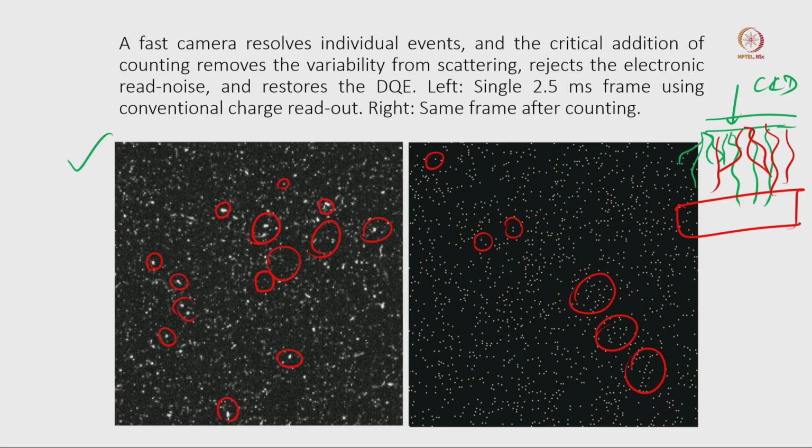So there is no need to convert from electron to photon and then record, and that is the good thing about the direct electron detector. That is one of the reasons we are getting a very uniform distribution for the direct electron detector also.